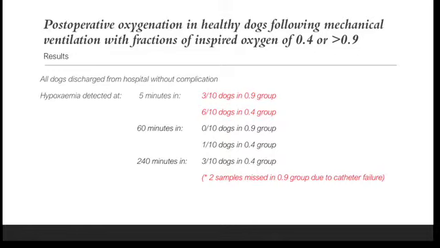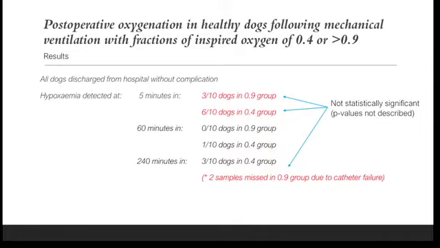And then, quite interestingly, at 240 minutes, so way after recovery from anaesthetic, still 3 out of 10 dogs in the 0.4 group were hypoxemic. And I couldn't tease out from their description of the methodology how they classified these dogs as hypoxemic. I think if they had given a distinctive hypoxemic yes or no, they might have detected a difference at that 5 minute stage, whereas because they were looking just at the actual value for oxygen tension, I think that's why it wasn't statistically significant.